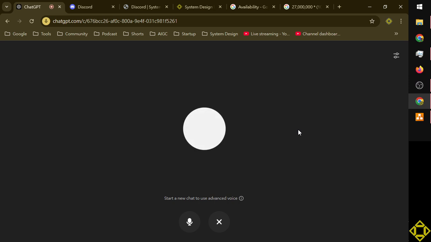And maybe we can assume that the read and write ratio will be 30 to 1. That means for each shortened URL that a user creates, they will reuse it 30 times. Do you think this is a fair assumption?